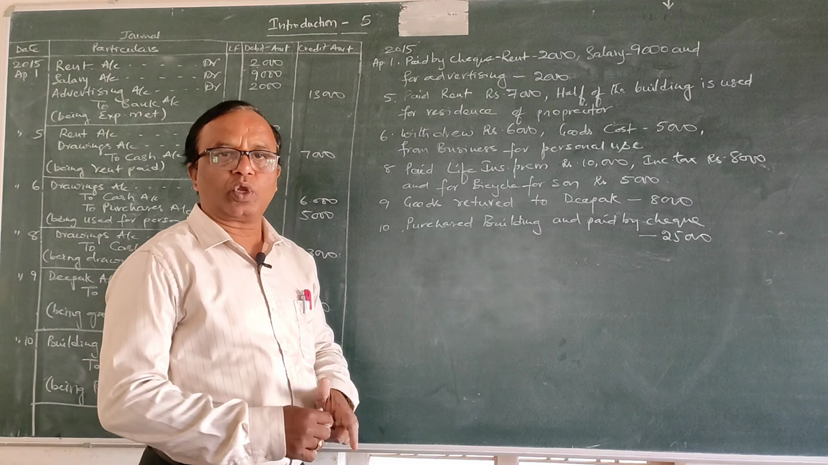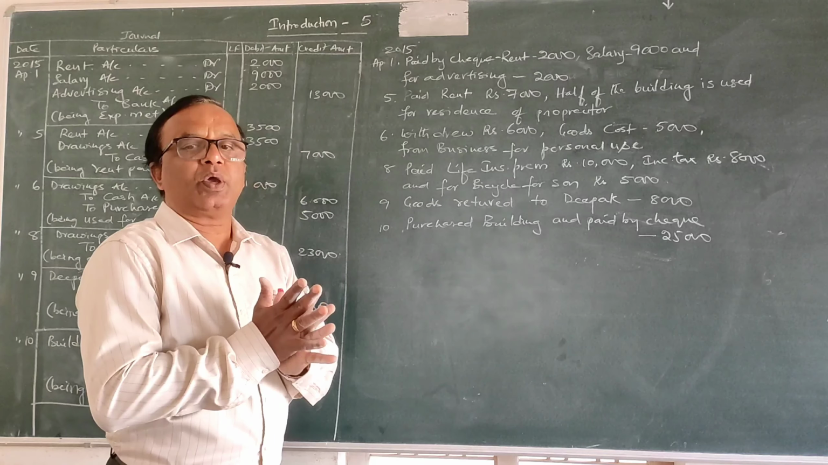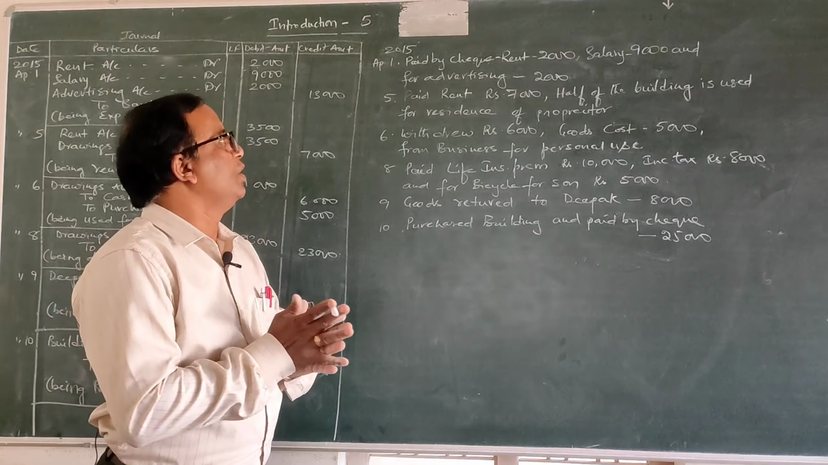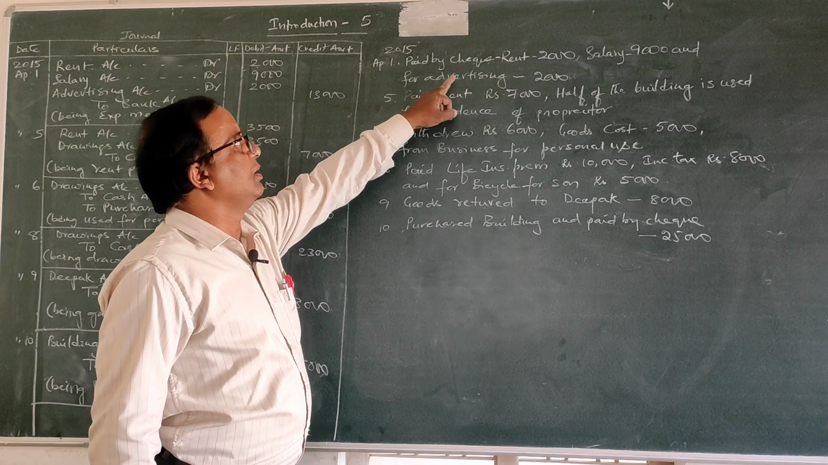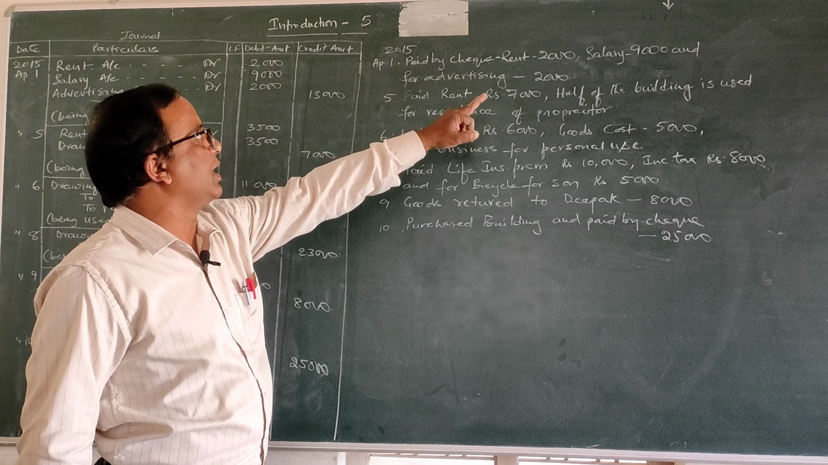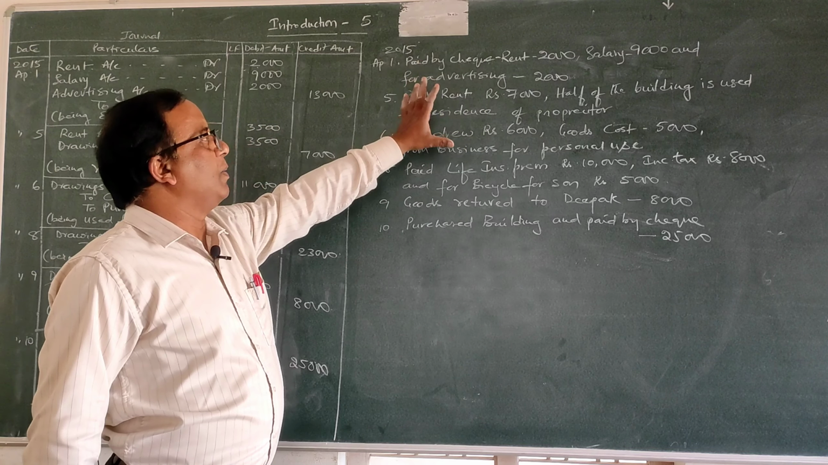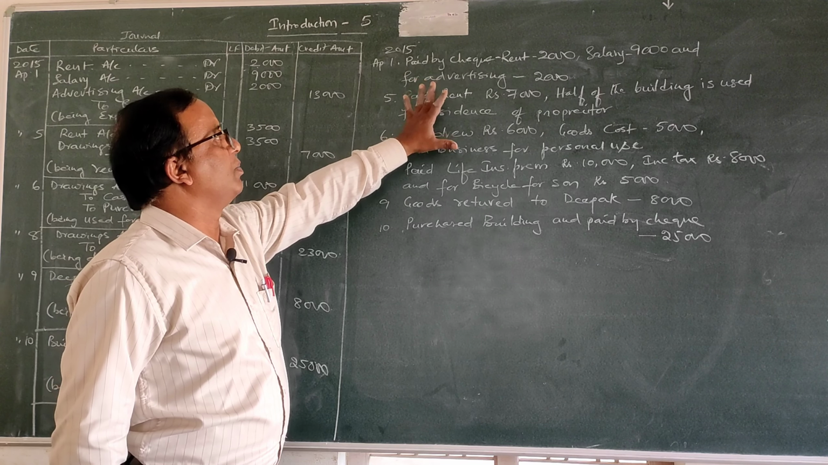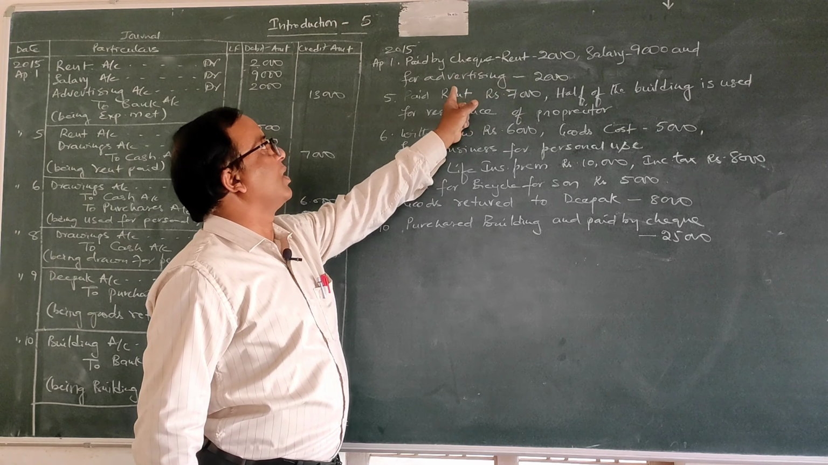Now let's see this particular problem. This is a particular topic on our journal entries we are taking up today. So let's see this particular problem. Paid by check, rent rupees 2000, salary 9000, and for advertising 2000. Observe here, our business has paid by check. We have paid rent, salary, and advertisement.